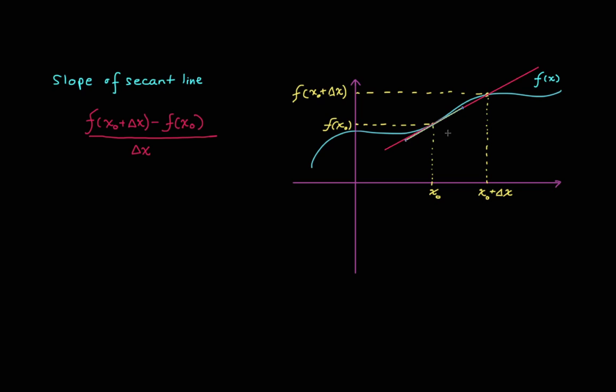All right. So how are we going to do that? Well, I kind of hinted at it earlier. The idea is we're going to change our delta x by making it smaller and smaller and smaller, such that this second point is getting closer and closer to our original point, and therefore the secant line will be getting closer and closer to what we would hope to be our tangent line.